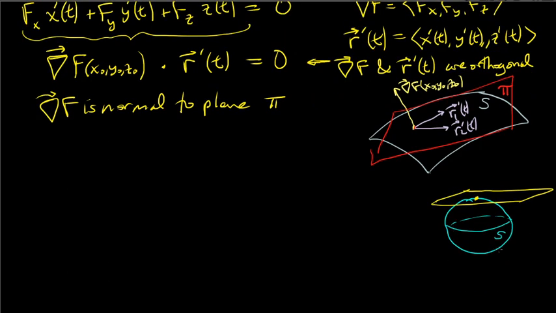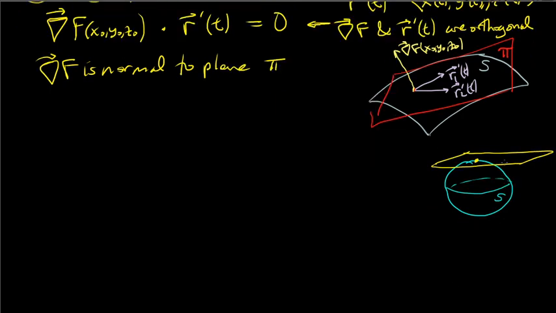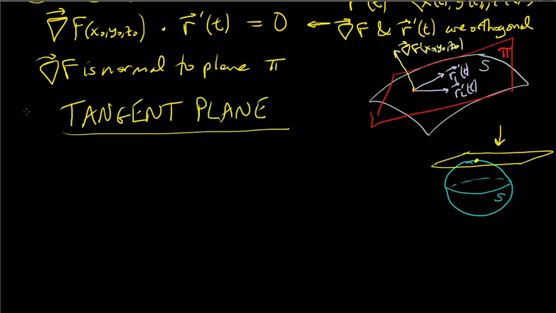If it helps, get a ball, maybe a big one like a basketball. If you have a basketball, go get it, and get a piece of cardboard. Place the cardboard, this yellow thing, right on top of the basketball. So this plane, this piece of cardboard, is called a tangent plane. It's tangent to the surface. So that's what pi is. Pi is a tangent plane to the surface.